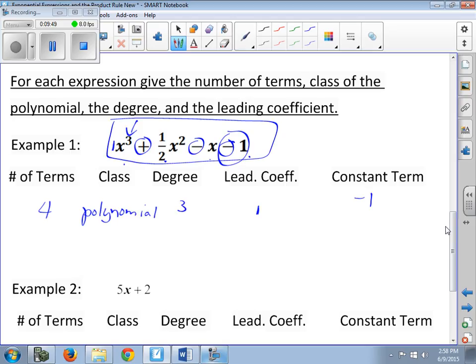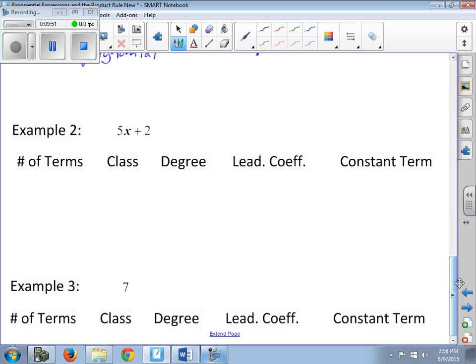Okay, example 2. 5x plus 2. There are 2 terms here. It's classified as a binomial. The degree is 1. There's not an exponent. It's understood to be 1. The leading coefficient, the number in front of the leading term, is a 5, and the constant term is the 2. The one without a variable.